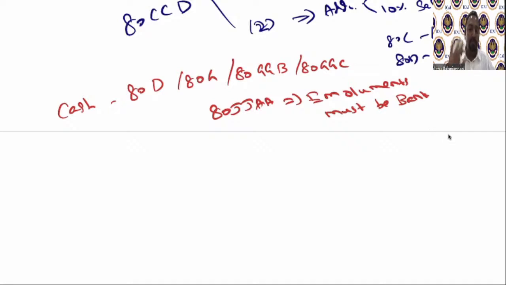Maximum health checkup is 5,000. Whatever you spend, 5,000 for spouse, 5,000 for parent, but it is within the limit of 25,000 and 50,000.